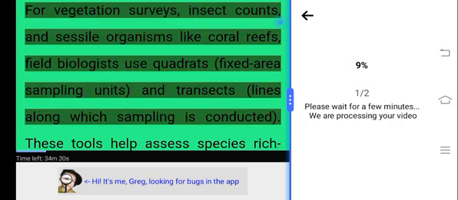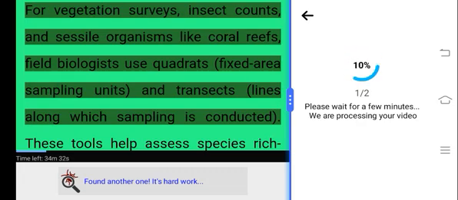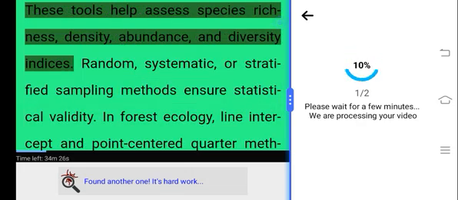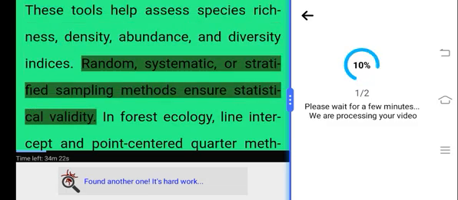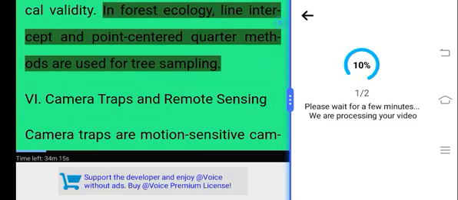5. Quadrats and transects. For vegetation surveys, insect counts, and sessile organisms like coral reefs, field biologists use quadrats, fixed area sampling units, and transects, lines along which sampling is conducted. These tools help assess species richness, density, abundance, and diversity indices. Random, systematic, or stratified sampling methods ensure statistical validity. In forest ecology, line intercept and point-centered quarter methods are used for tree sampling.